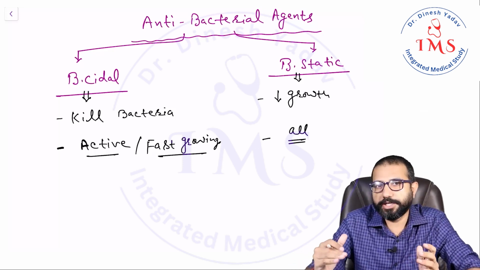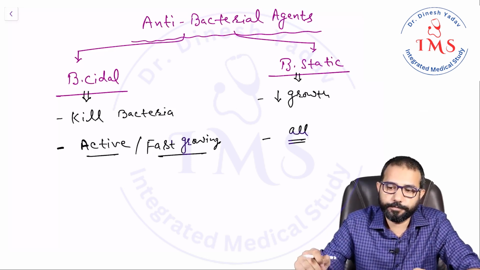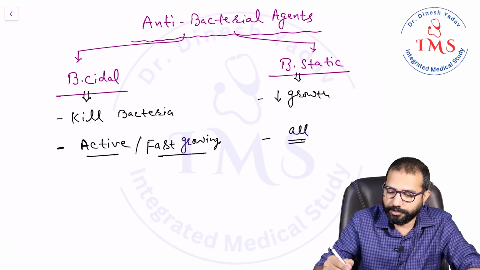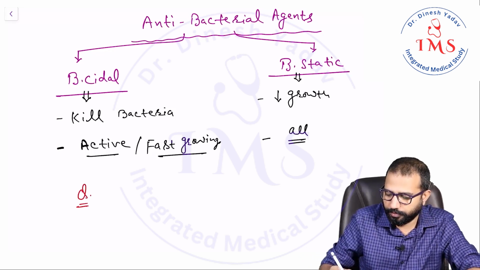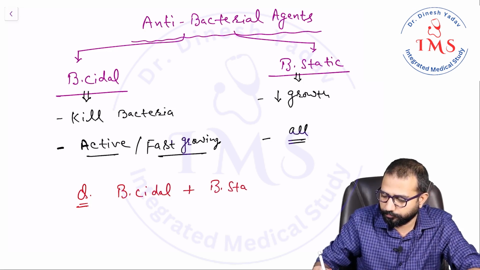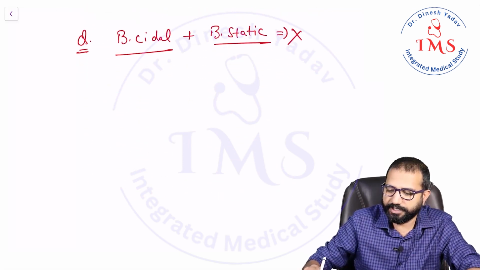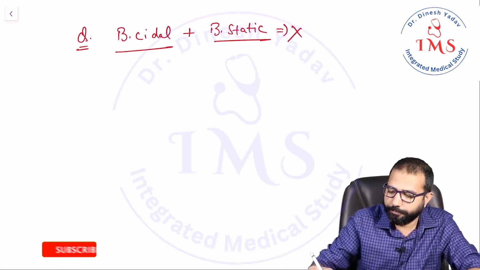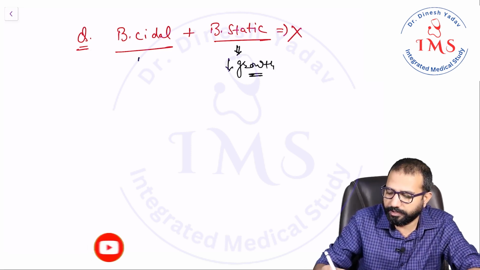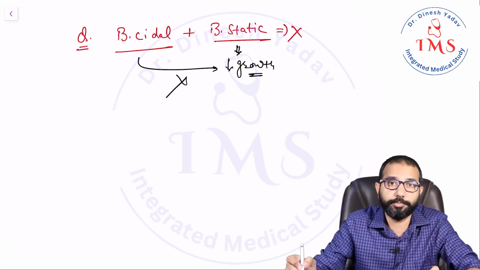Now suppose you use bacteriostatic plus bactericidal, what will happen? Bacteriostatic will slow the growth. If the growth is slowed, then bactericidal will not be effective. So this is the reason that bactericidal should not be given together with a bacteriostatic agent. Why? Because bacteriostatic will slow the growth, and bactericidal will not be effective against these slow growing bacteria. So this is important.